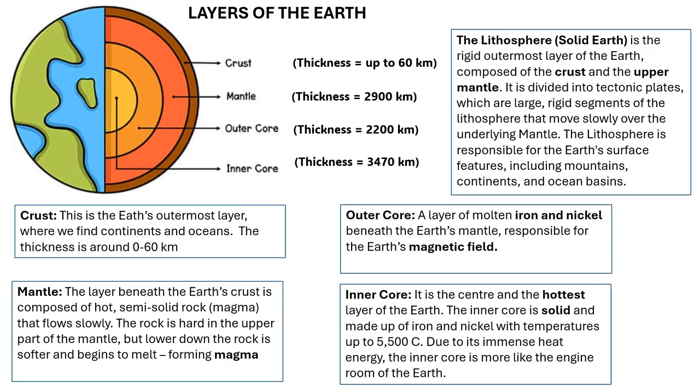It is divided into tectonic plates, which are large rigid segments of the lithosphere that move slowly over the underlying mantle. Now these plates form the continents, like the African continent and the North and the South American continents. These are the plates which are referred to here. And the Earth's surface features include mountains, continents, and ocean basins. All of these things form part of the lithosphere.